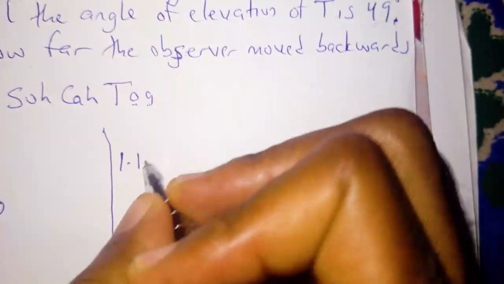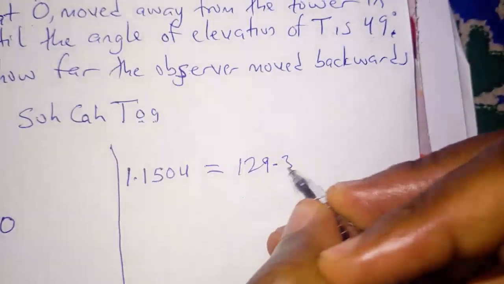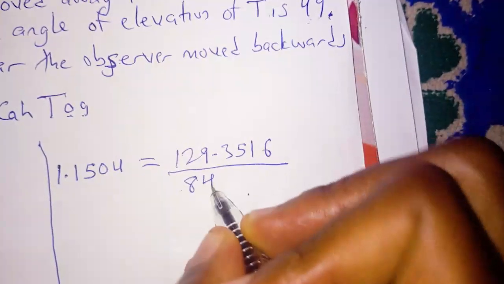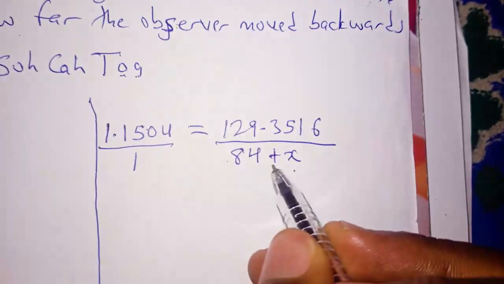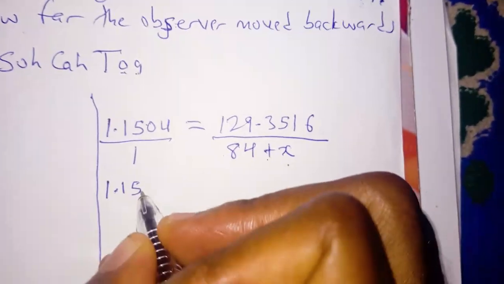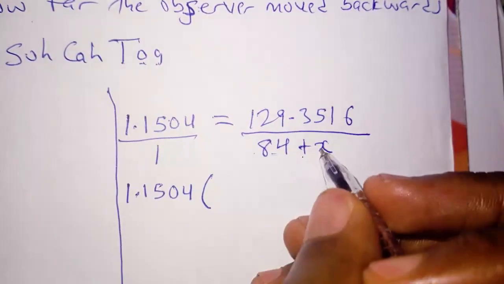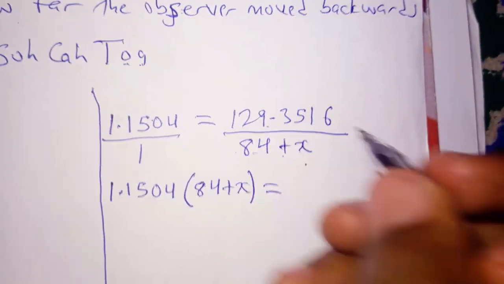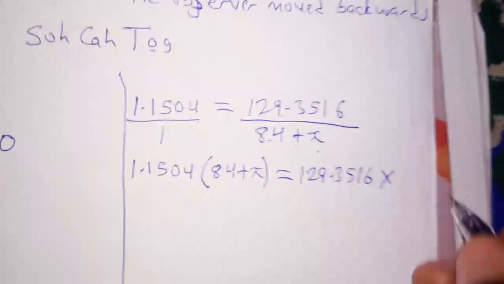So 1.1504 equals 129.3516 over 84 plus X. Now from here, what we'll do again is to cross multiply. So this times this is going to give us 1.1504 times 84 plus X equals 129.3516 multiplied by 1.